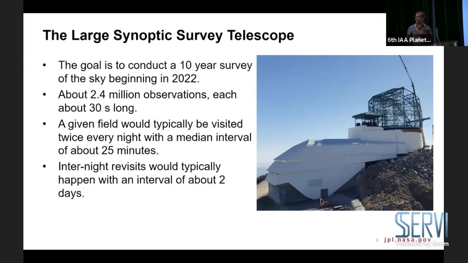So the LSST is an 8.4 meter telescope that is currently under construction in Chile. It is nominally going to conduct a 10-year survey beginning in 2022. And during this time, it will take 2.4 million observations, each about 30 seconds long. So the scanning pattern is such that each field would typically be visited twice per night with an interval of 25 minutes. And inter-night revisits would typically happen every 2 days.